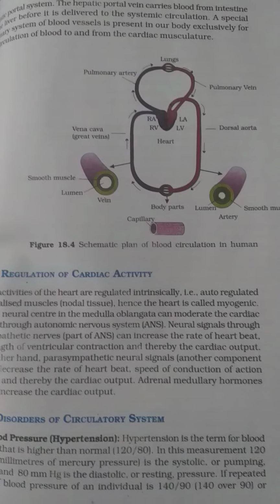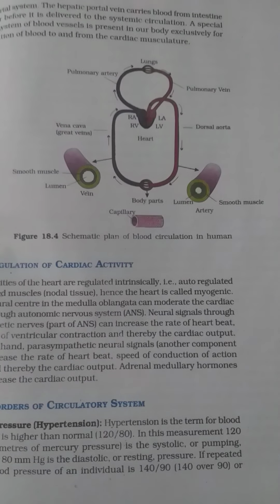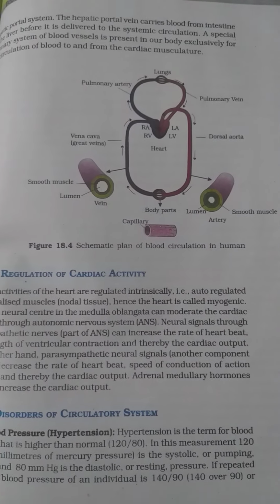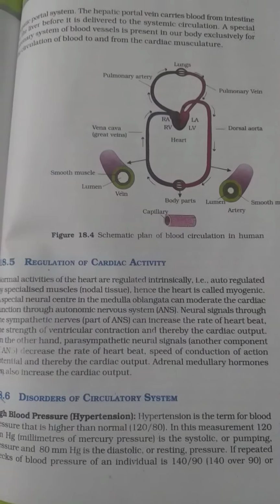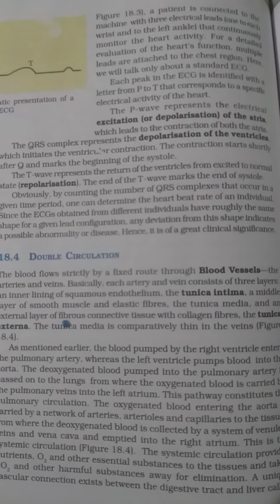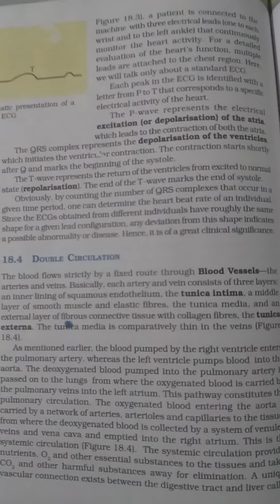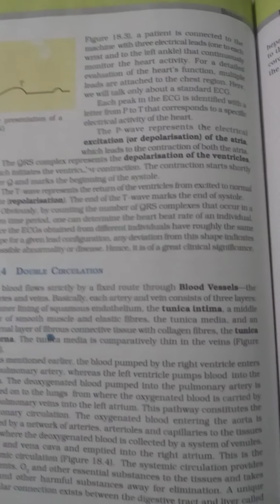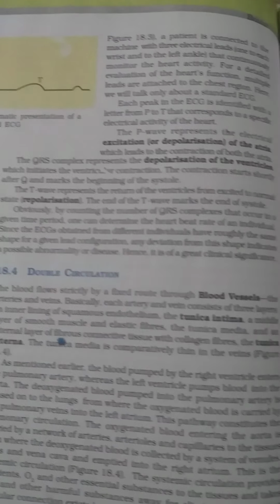Now, the process of contraction and relaxation together is known as the heartbeat. We have a double circulation inside the body. Why double circulation? Because one circle completes from the heart to the lungs, and the rest is from the different parts of the body to the heart. Hence it is known as double circulation.